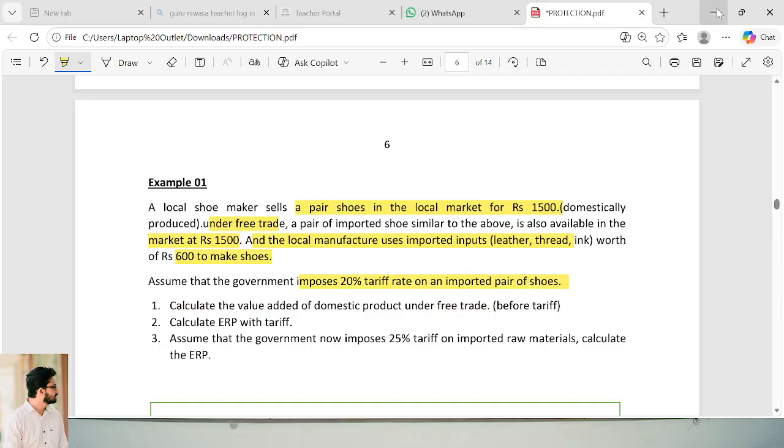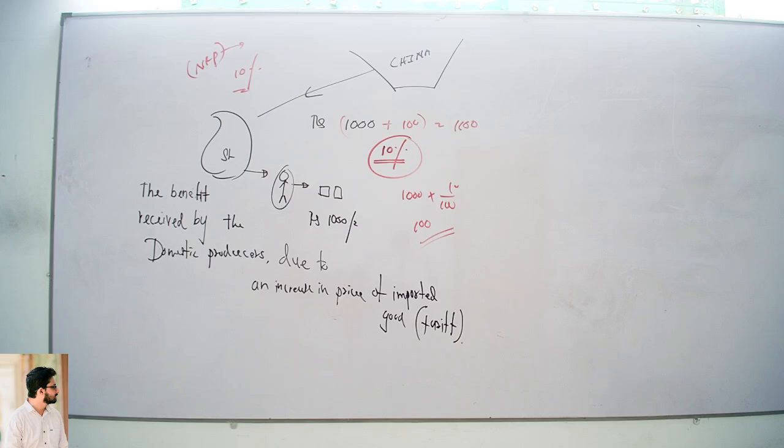So the first step is, we have just completed a few points. Okay, we are in the page on nominal rate of protection and effective rate of protection.